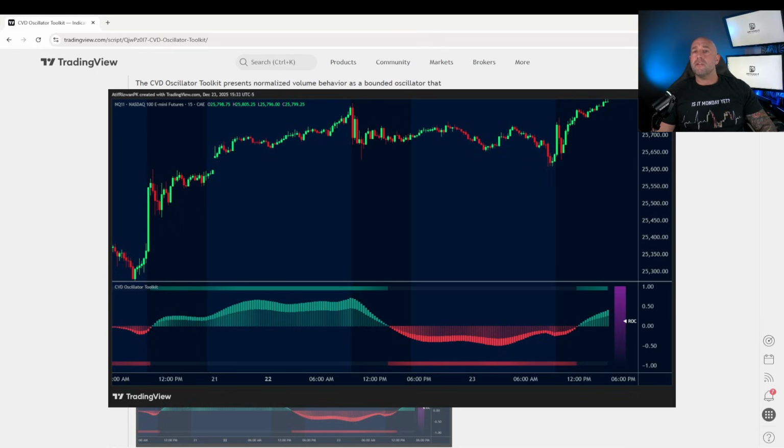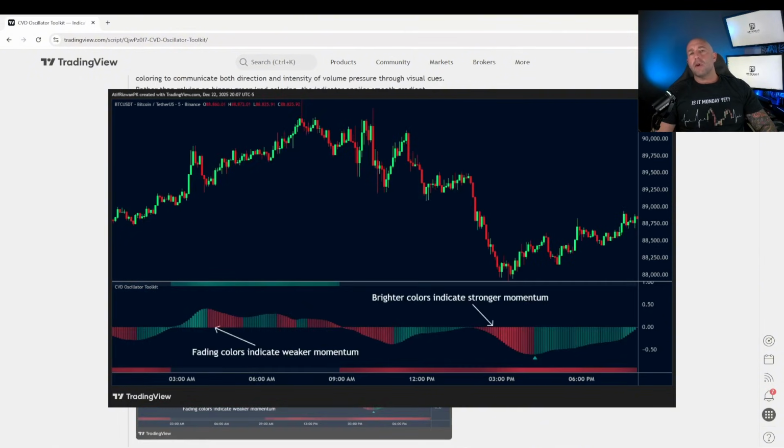So this structure avoids infinite drift, minimizes session bias, and allows volume pressure dynamics to remain comparable across instruments without relying on fixed thresholds. The indicator also has adaptive coloring and directional gradients. So the oscillator is not plotted as a static line or a simple histogram. Instead, it uses adaptive coloring to communicate both direction and intensity of volume pressure through visual cues.